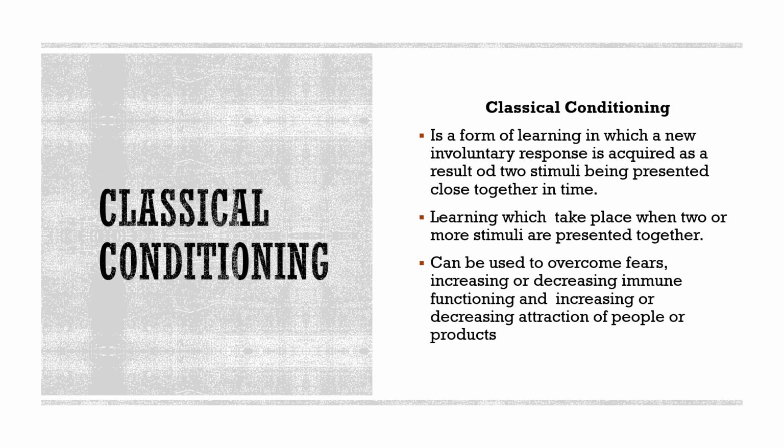Classical conditioning. Classical conditioning is a form of learning in which a new voluntary response is acquired as a result of two stimuli being presented close together in time. So learning can take place when two or more stimuli are presented, and it can be used to overcome fears, increasing or decreasing immune function, and decreasing attraction.